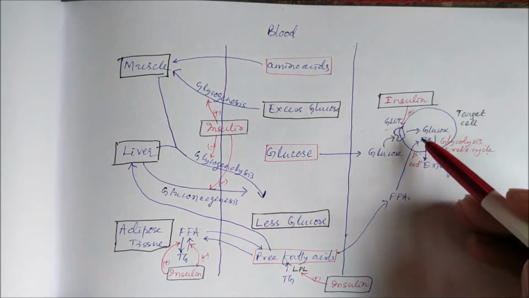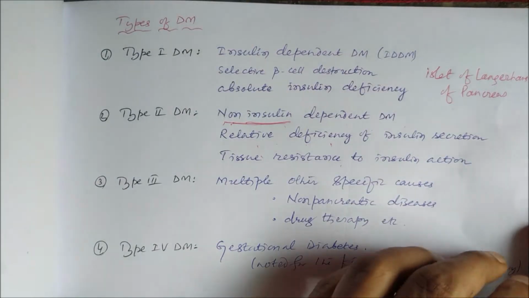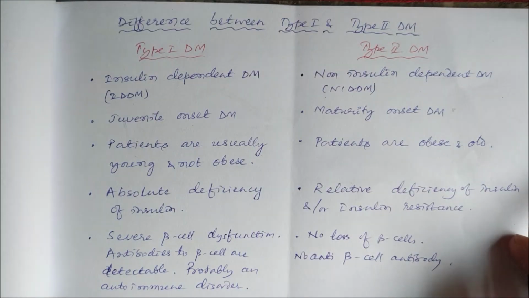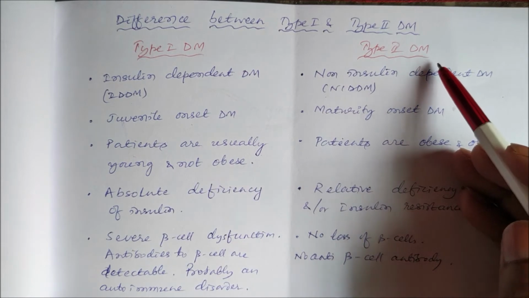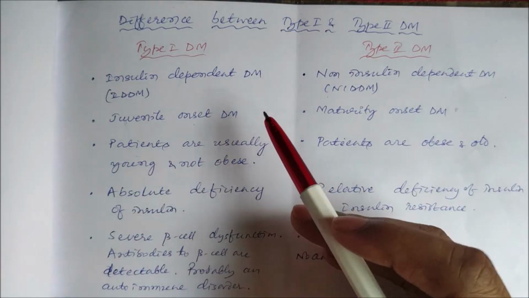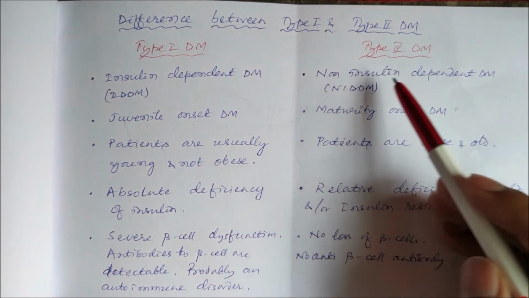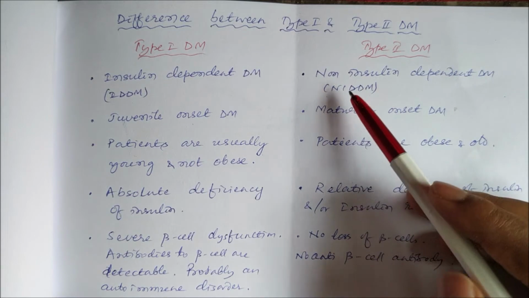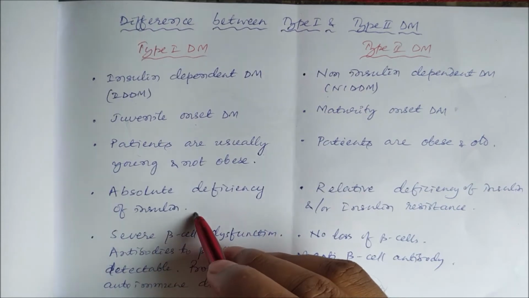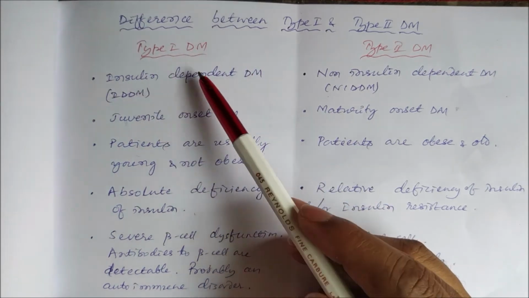So based on this insulin deficiency, whether the deficiency is absolute deficiency or relative deficiency, we can have two types of diabetes mellitus: type 1 diabetes mellitus and type 2 diabetes mellitus. So type 1 diabetes mellitus is called insulin dependent diabetes mellitus, and type 2 diabetes mellitus is called non-insulin dependent diabetes mellitus. Why is it called insulin dependent? Because there is absolute deficiency of insulin and we have to administer insulin to treat these patients. So it is insulin dependent.